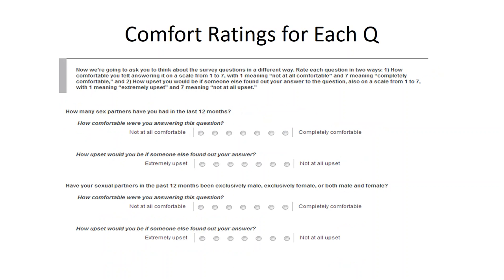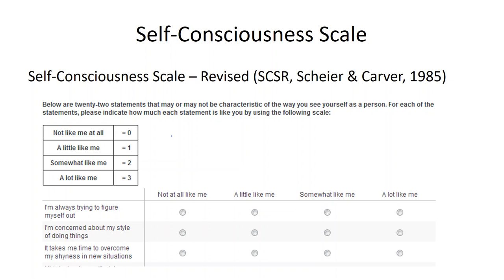They were also presented with textual versions of each interview question and asked to rate how comfortable they were answering the question and how upset they'd be if someone else found out their answer. And lastly, they were given a self-consciousness scale, which asked them to rate the extent to which a number of statements were characteristic of the way they see themselves.